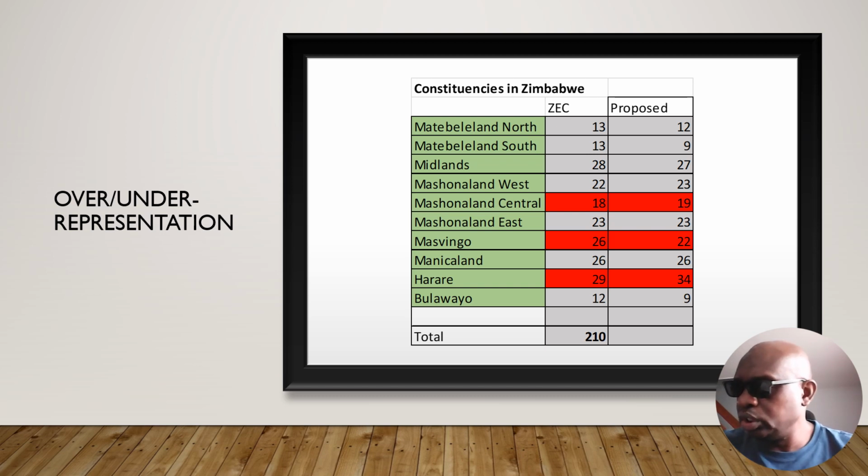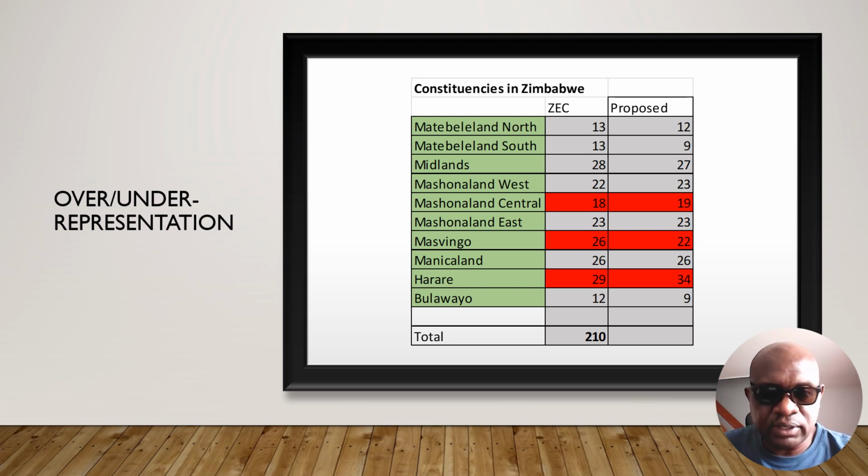What you need to do to be able to do these calculations is look at the constituency population. You divide that by 27,641. Then you get the number of members of parliament that must represent that province. Okay, so in this case, for Bulawayo, it's 12.